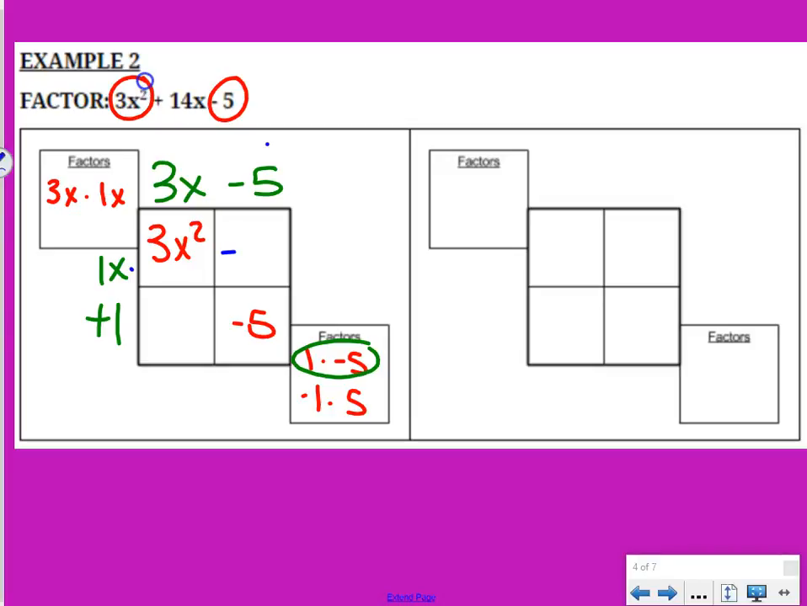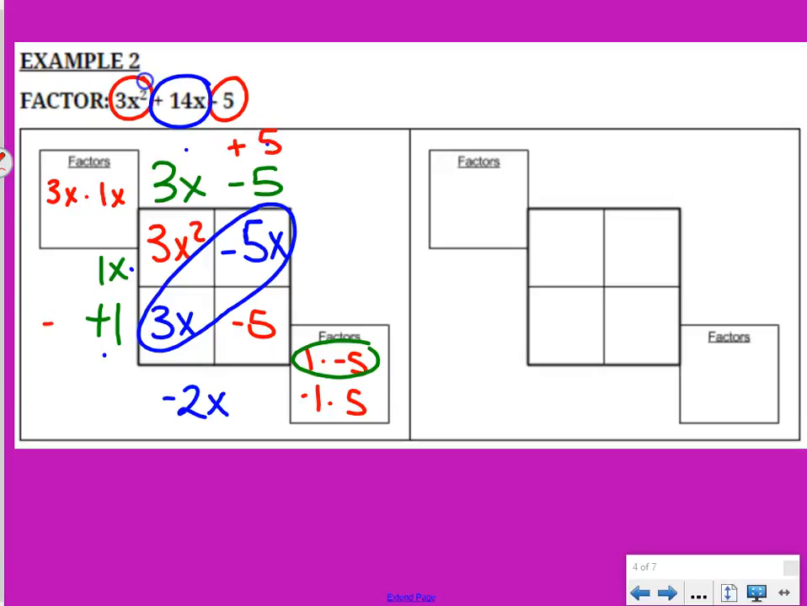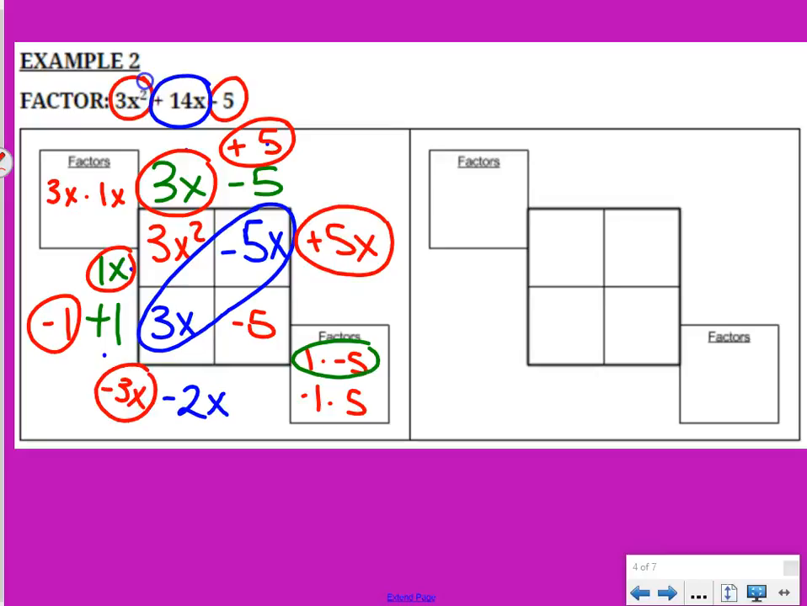We get 1x times negative 5 would give us negative 5x, and then 1 times 3x would give us 3x. Add up that diagonal, and we would get negative 2x. Well, we're looking for 14x, so that's not going to work. Now, we also have the combination of a positive 5 and a negative 1. If we were to do that, 1x times positive 5 would give us positive 5x, and 3x times negative 1 would give us negative 3x. So if we just flip the signs, it would just flip the sign of the sum, so we would get, instead of negative 2x, positive 2x.